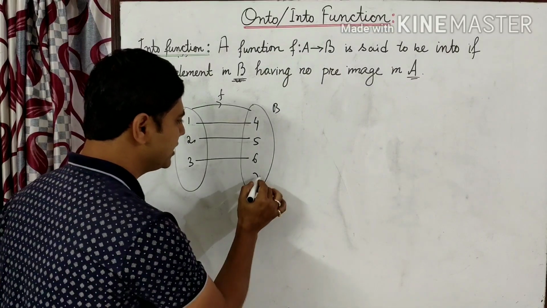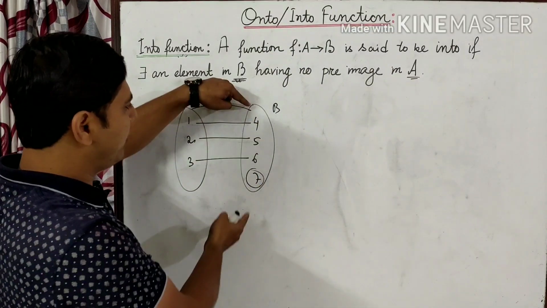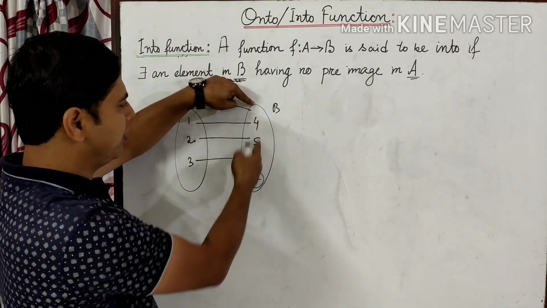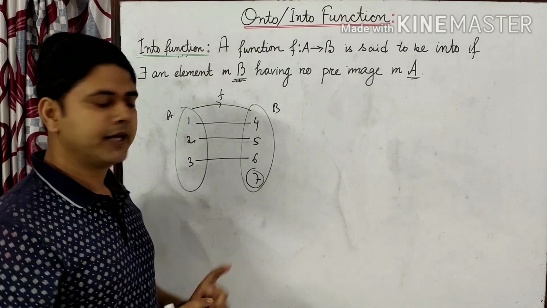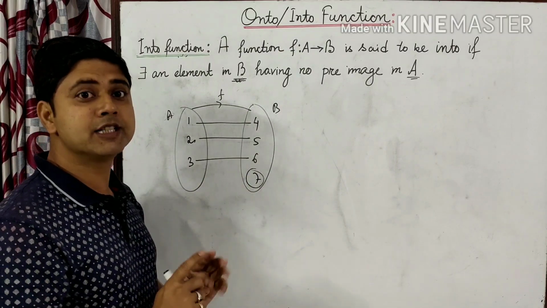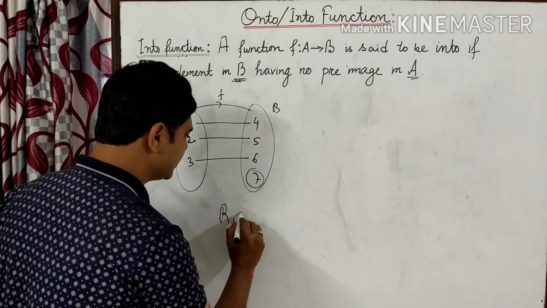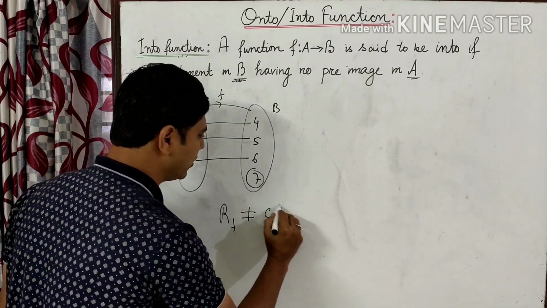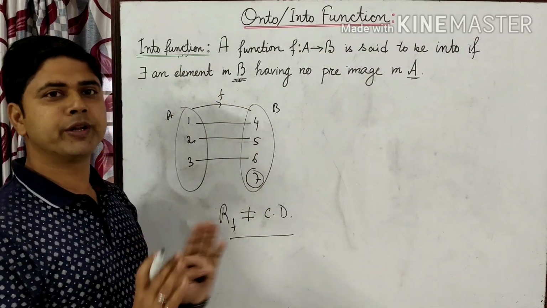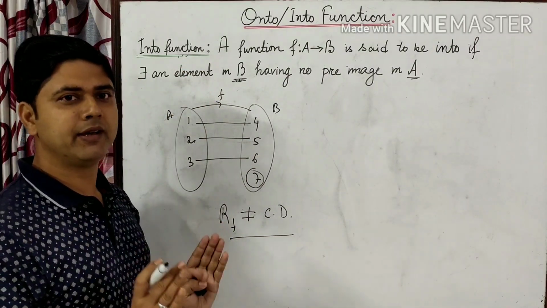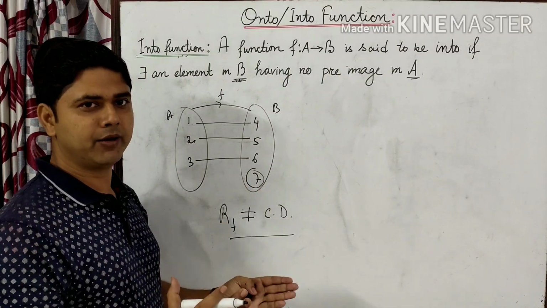Which one? The element is what? 7. That means, what is the codomain of this function? 4, 5, 6, 7. What is the range of this function? 4, 5, 6. That means codomain and range are unequal. That means the range of this function is not equal to what? Codomain. Then this type of function is known as what? Into. Simply, range and codomain are unequal.